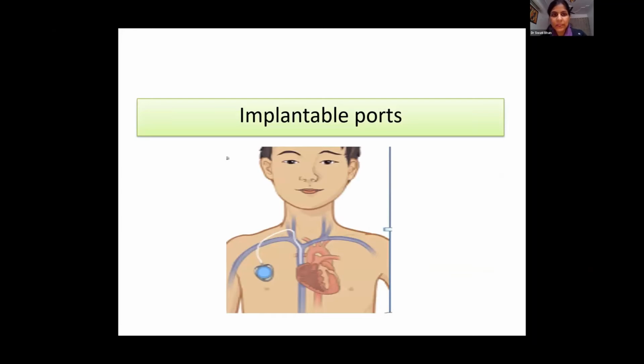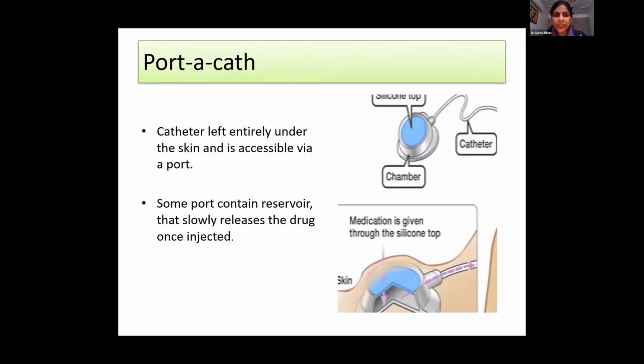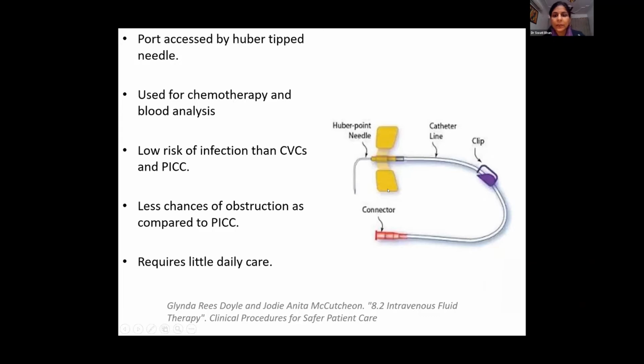Coming to implantable ports, most commonly we see the Portacath used. The catheter is entirely under the skin, and there is a port which is also under the skin, and this catheter is accessible through this port. Some ports have a reservoir that slowly releases the drug once injected. The port is accessed through a Huber pointed tip needle, and it is used for chemotherapy and blood analysis.